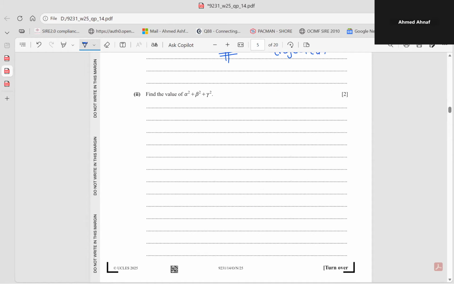For the second part of part C, we have to find the value of the sum of the squares of the roots. To do this, I should introduce some notation which will make this a lot easier, and which you could apply to quartic and quadratic equations. The sum of the squares for a quadratic is alpha squared plus beta squared, and for a quartic it is the same, but you add the fourth root squared.